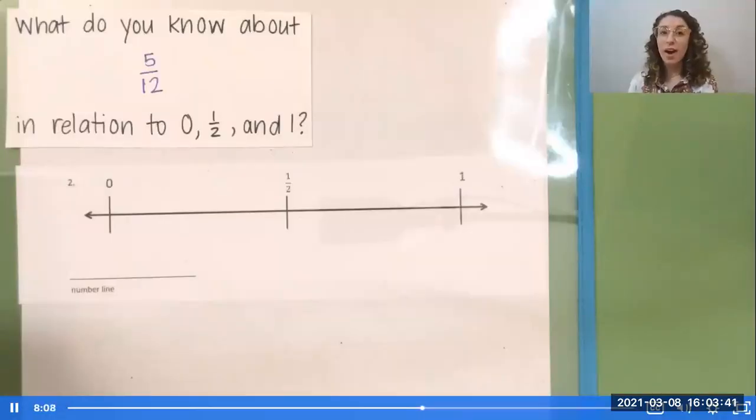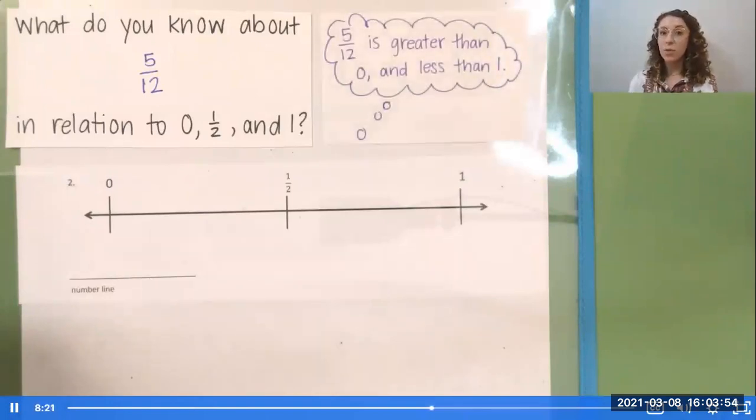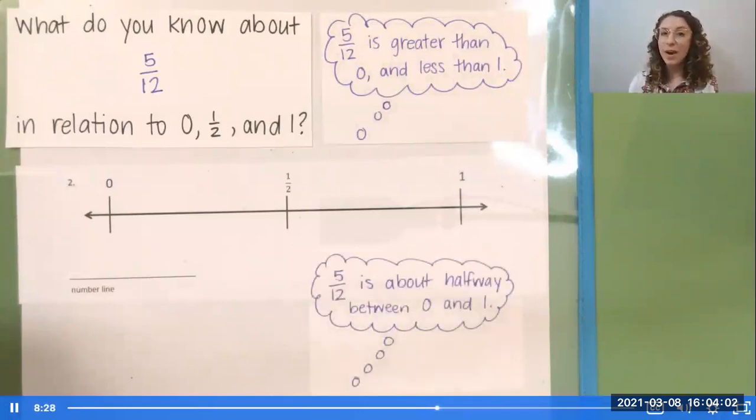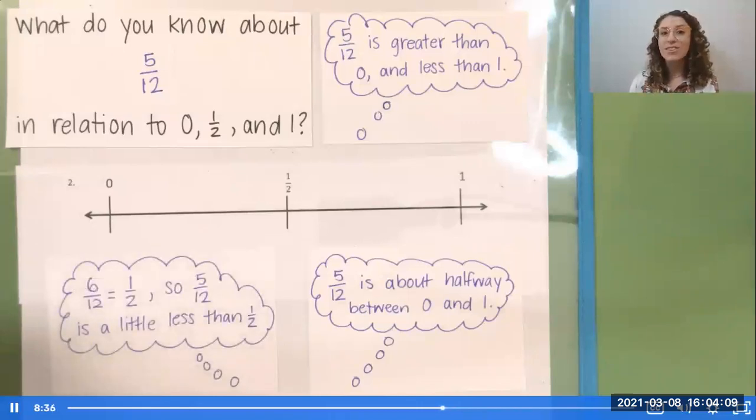What do you know about 5/12 in relation to 0, half, and 1? Maybe you said 5/12 is greater than 0 and less than 1. Or maybe that 5/12 is about halfway between 0 and 1. You might have remembered that 6/12 is equal to 1/2 and noticed that 5/12 is less than 6/12. So it's a little less than 1/2.